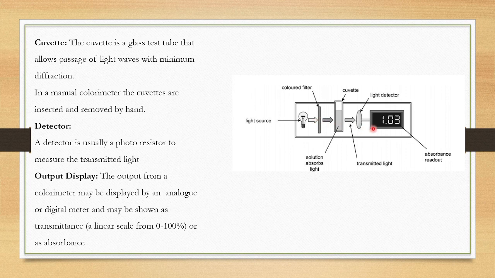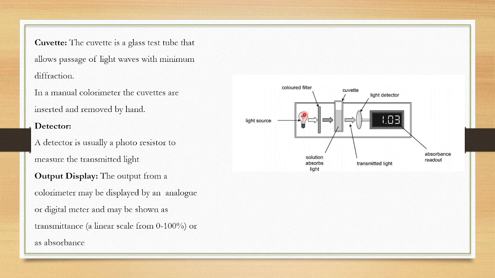Then there is a detector. So this is a light detector. A detector is usually a photoresistor to measure the transmitted light. And there is an output display. The output from a colorimeter may be displayed by an analog or digital meter and may be shown as transmittance or absorbance.